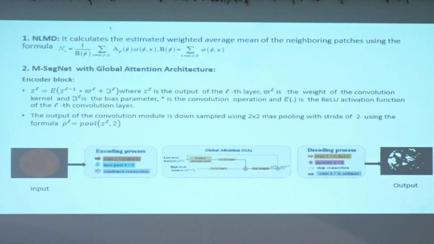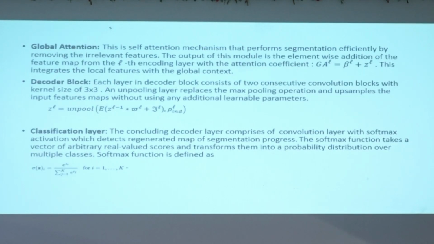So the output of the convolution model is downsampled by a 2 by 2 max pooling with a stride of 2, and that is given to the global attention module. The global attention is nothing but a self attention mechanism that performs segmentation efficiently by removing the irrelevant features. The output of this module is given to the element wise addition.